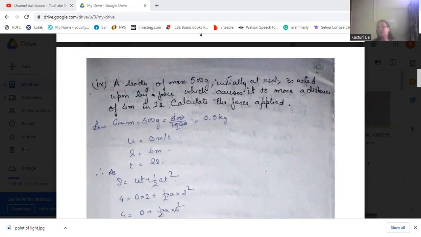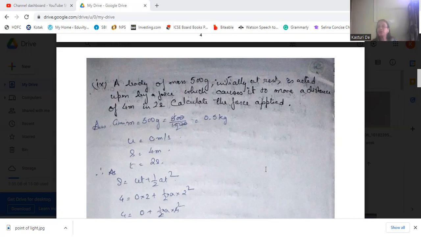Okay, mass is given as 500 grams, so you can say 0.5 kgs. Initially at rest, that means initial velocity is 0 meter per second, acted upon by a force which causes a body to move a distance of 4 meters. So distance moved is 4 meters and time is 2 seconds. Now what is the force applied?